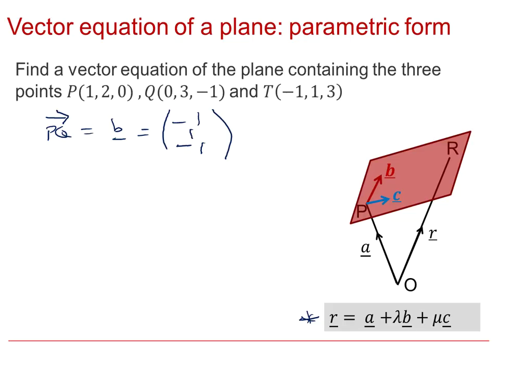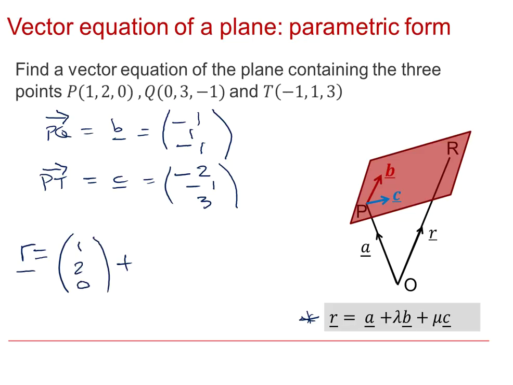In a similar manner, we will use PT as our C, giving us (-2, -1, 3), by subtracting the coordinates of P from T. We can then just say that R equals (1, 2, 0) plus lambda (-1, 1, -1) plus mu (-2, -1, 3).